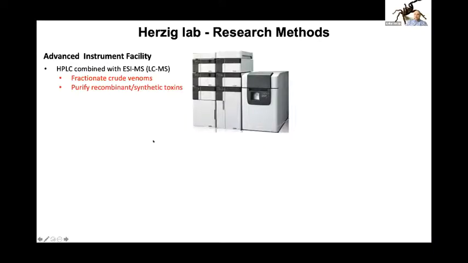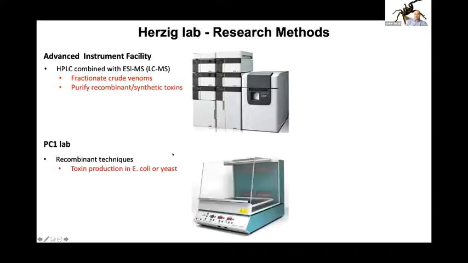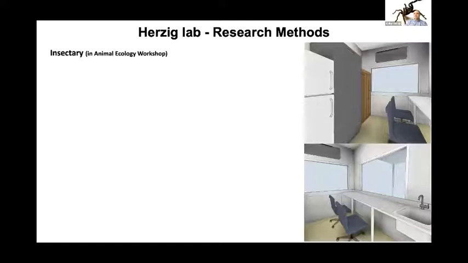In terms of the labs that I'm planning to establish, my LCMS system was recently installed a few weeks ago. This is really important to fractionate the crude venoms and also to purify recombinant toxins, because as I mentioned before, we have to make some of the toxins recombinantly, as we won't get enough to fully characterize them just by isolating them from the venom. There'll also be my insectary, which is currently still in the planning stage. It will be one corner of the animal ecology workshop that I divide off.